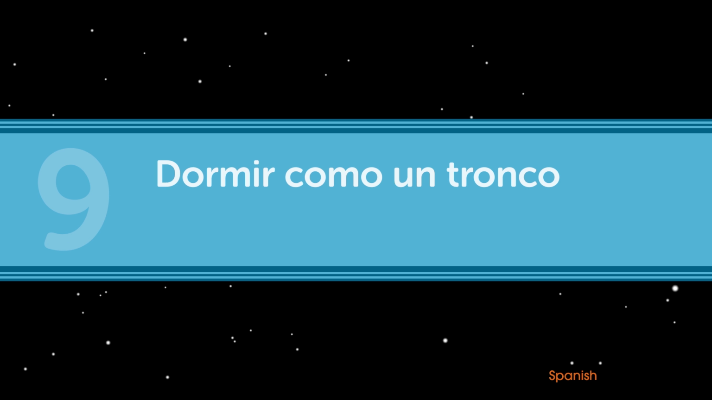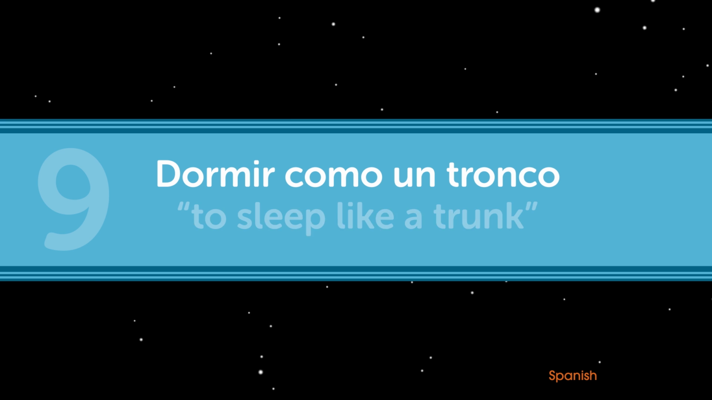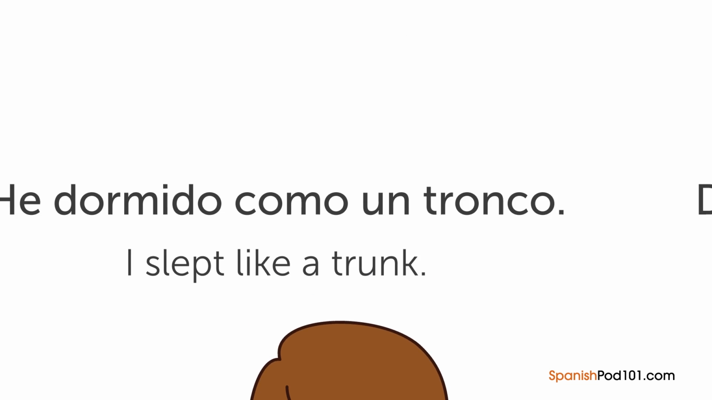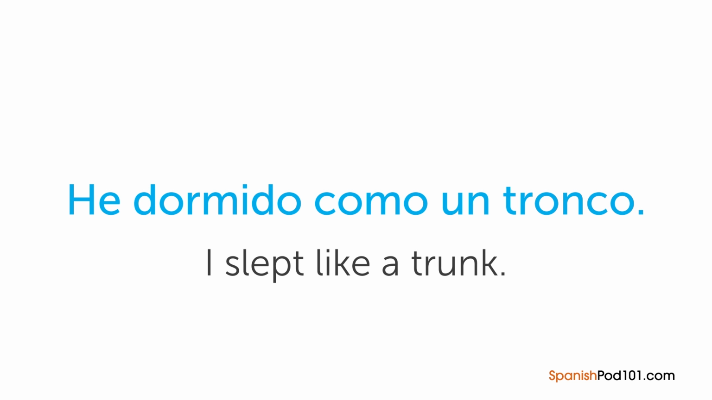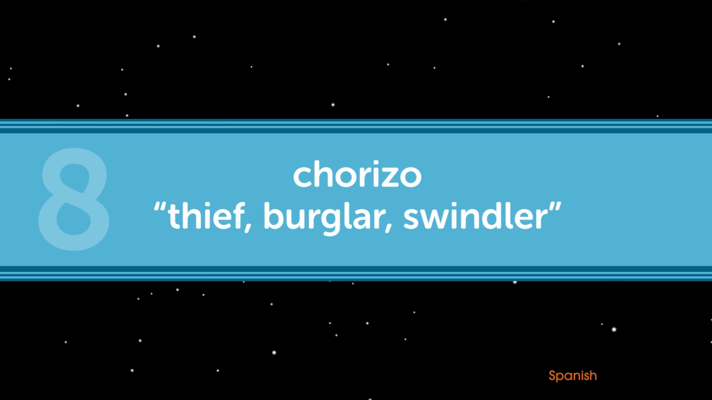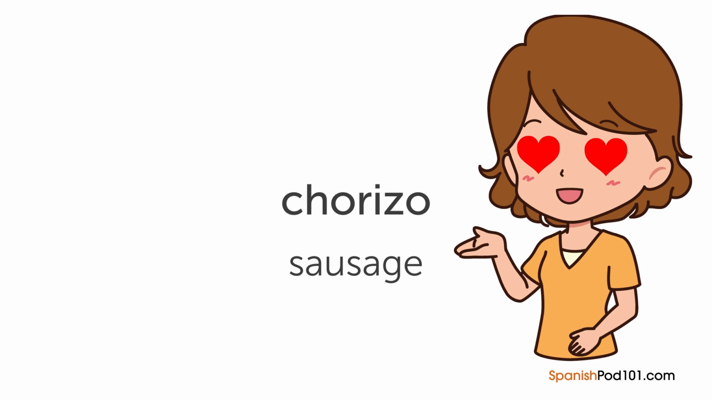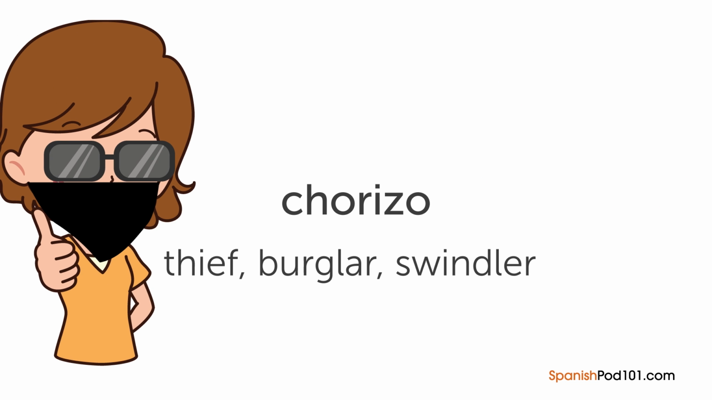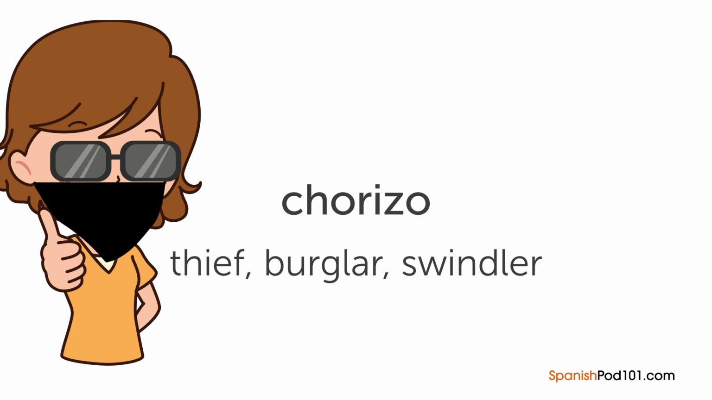Number 9 is dormir como un tronco, meaning to sleep like a trunk. This means that you slept very well. For example, he dormido como un tronco, meaning I slept like a trunk. Number 8, chorizo, means sausage. And if you are carnivorous, you are going to find Spanish chorizo delicious. But don't be surprised if you hear this word in reference to a person. That means they are a thief, burglar, or swindler.